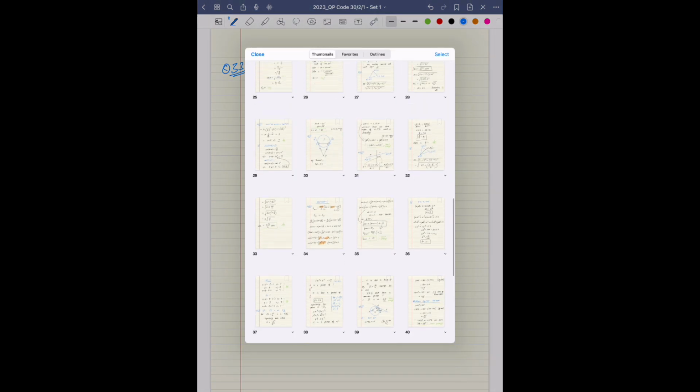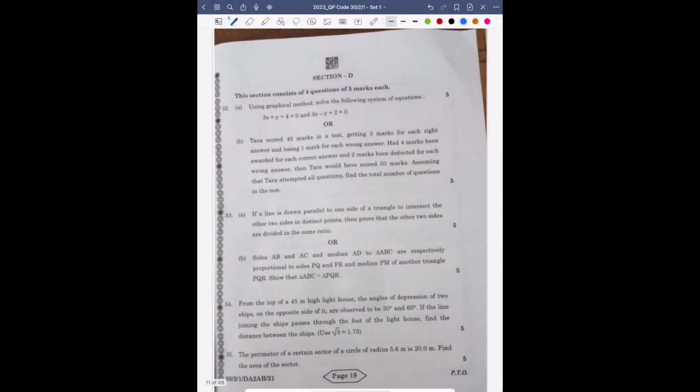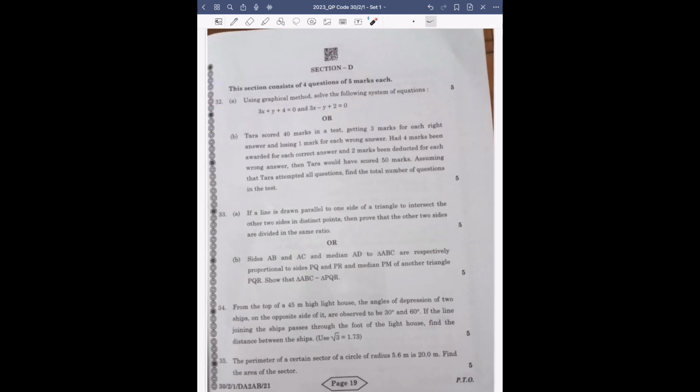Okay, let's see. Question number 33A. 33A says, let me show you, pretty popular question. If you guys would have done previous year papers, you would have scored this. 33A says, if a line is drawn parallel to one side of a triangle to intersect the other two sides in distinct points, then prove that the other two sides are divided in the same ratio. This is nothing but your Thales theorem or basic proportionality theorem.